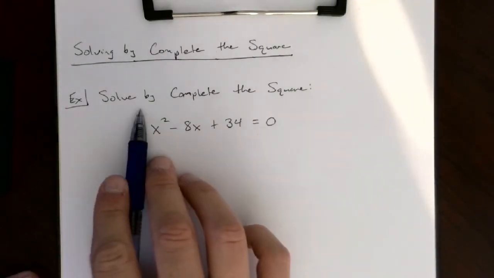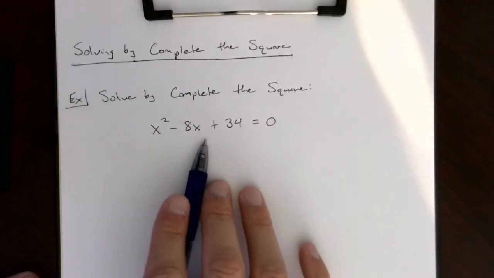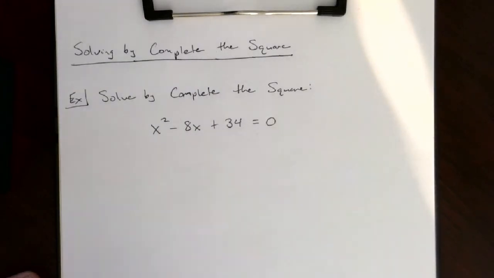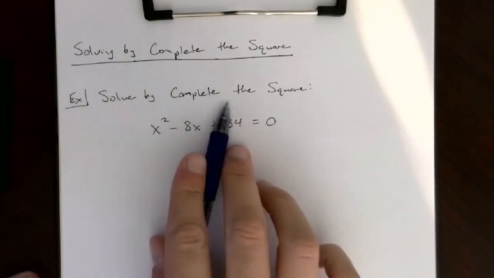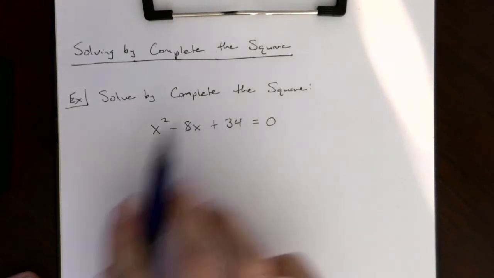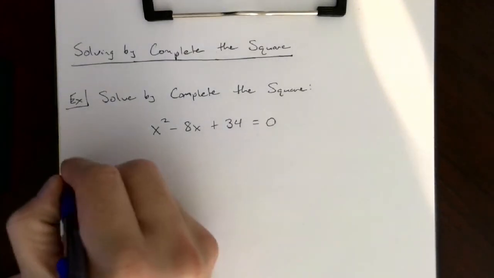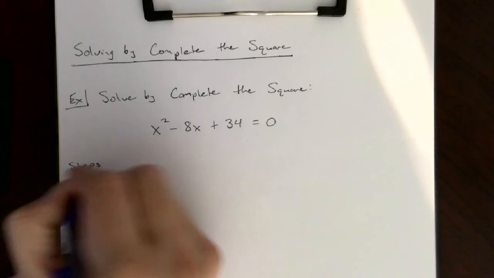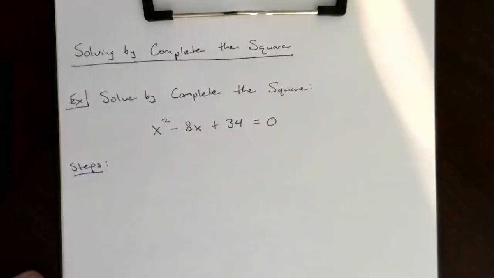So for this one here, we're going to solve by completing the square: x squared minus 8x plus 34 equals 0. Now, if I tell you to solve using a certain method, you have to use the method I described. Otherwise, you can use any method you prefer. But if I ask you to solve by completing the square, you need to use completing the square.